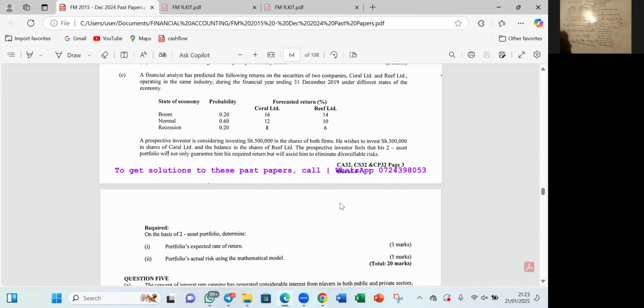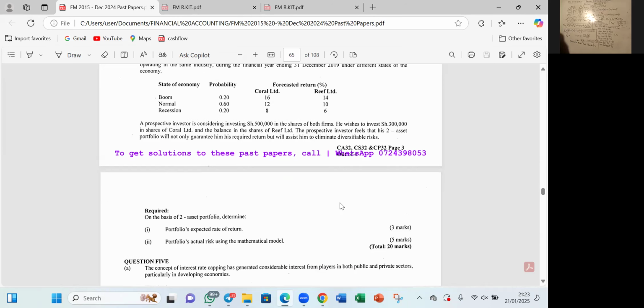The prospective investor feels that the two asset portfolio will not guarantee him the required return, but will assist him to eliminate the diversifiable risk. Required number 1, on the basis of the two asset portfolio, this one, the two asset method. That's the two asset portfolio. Number 1, determine the portfolio return.